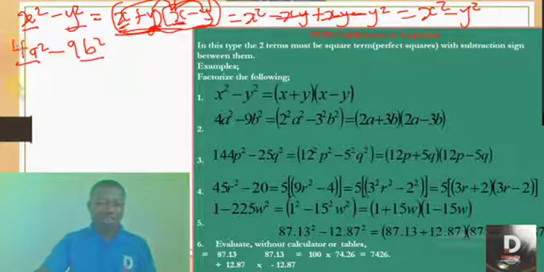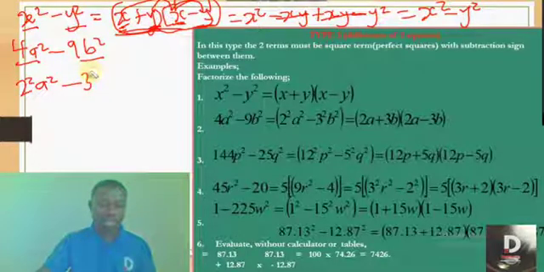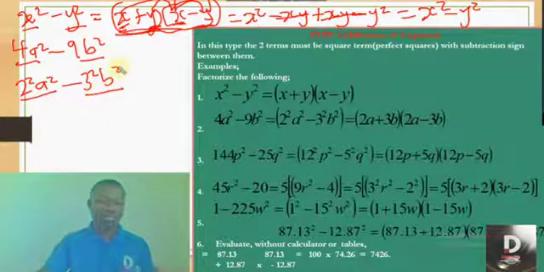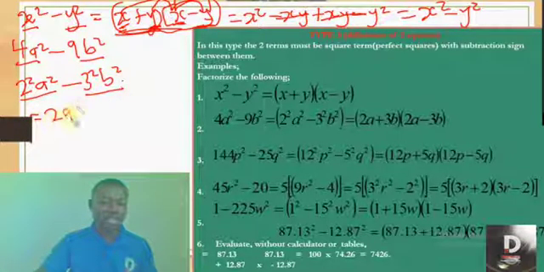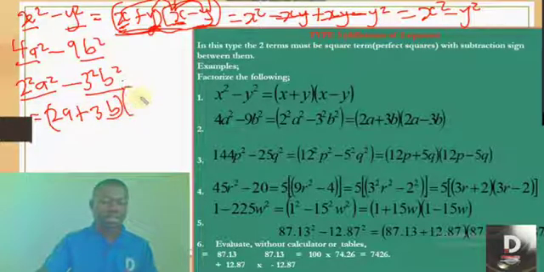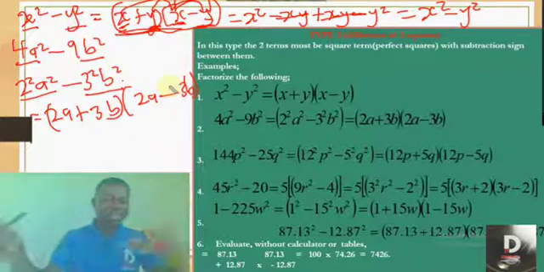What square will give me 4 is 2. So 2 squared, a squared, minus what square will give me 9? That's 3. So 3 squared, b squared. The moment I get square terms, I have every liberty to write it that way. So now my answer is equal to 2a plus 3b. Then the same 2a, then I put minus this time around. So it's just removing the squares.